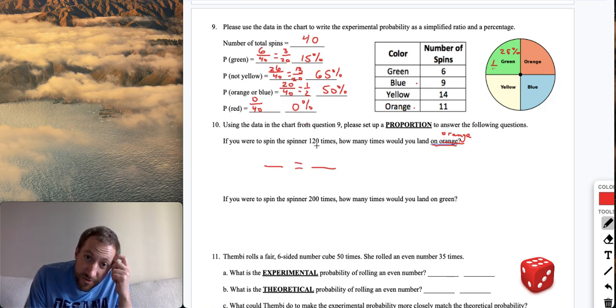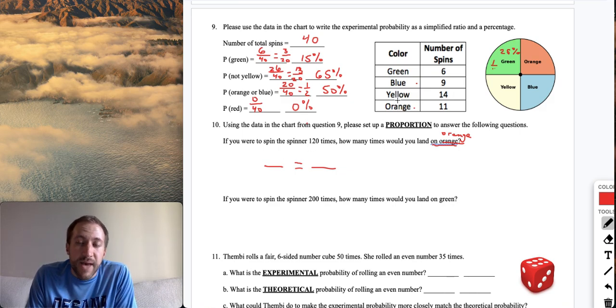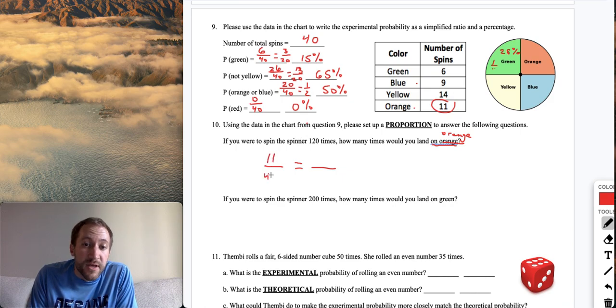So let's go and figure out where that stuff goes. Looking back up here in the chart, I know that I landed on orange because that's the color I'm talking about. I landed on orange 11 out of 40 times. That's going to be one of my proportions, 11 out of 40. The other side, I want to know how many times out of 120 spins.